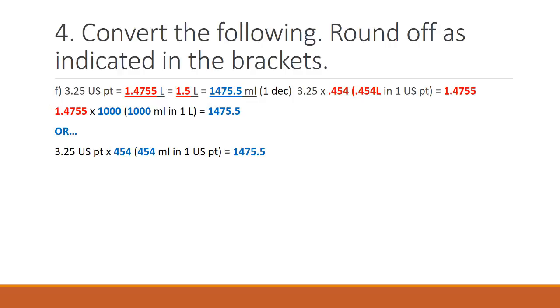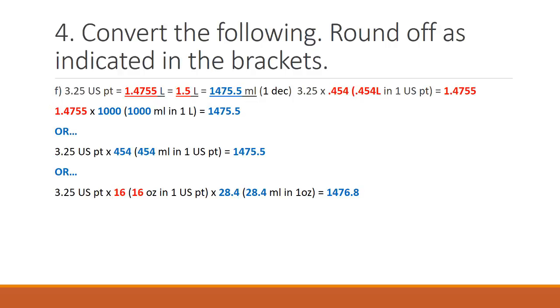Now, if we had chosen to take the 3.25 US pints and go directly to milliliters, we would have multiplied the amount of pints by 454 because there are 454 milliliters in 1 US pint. And when we do that multiplication, we end up with 1,475.5 milliliters. Relatively simple. Of course, we could have made it a little bit more complex, and some people just like to memorize certain relationships.